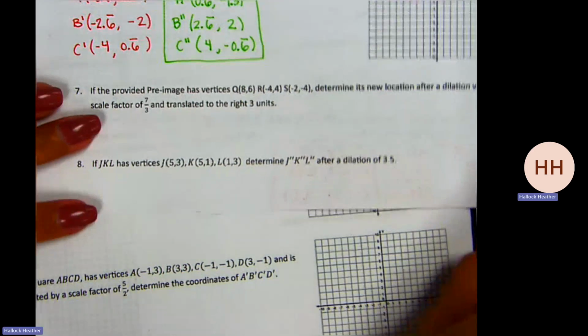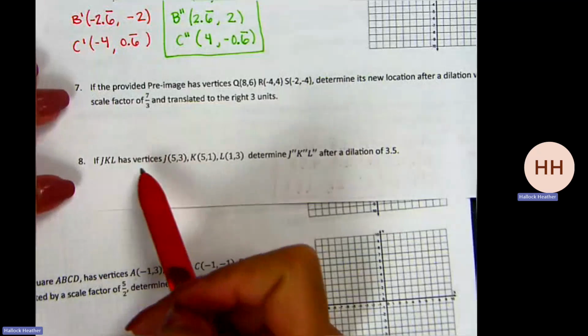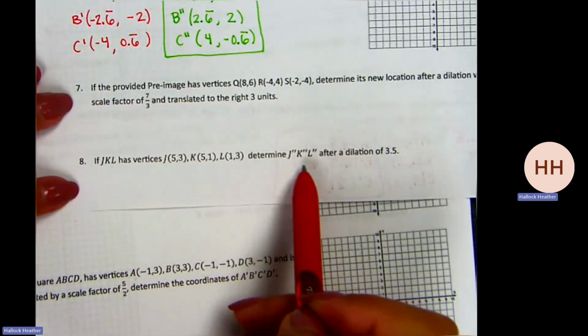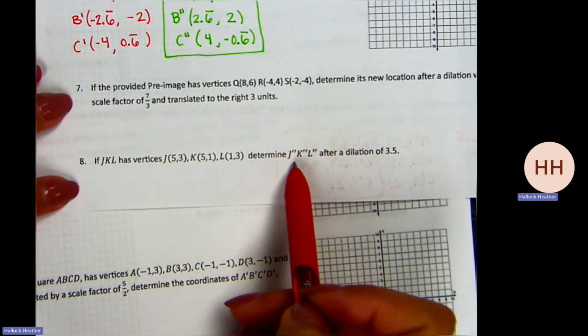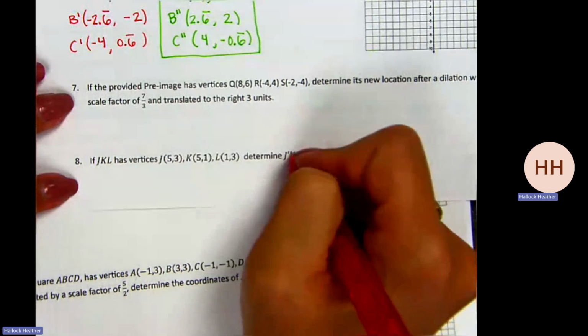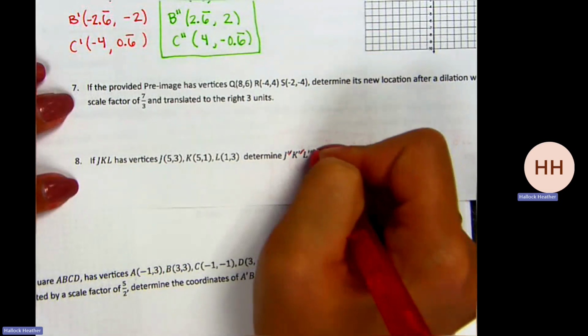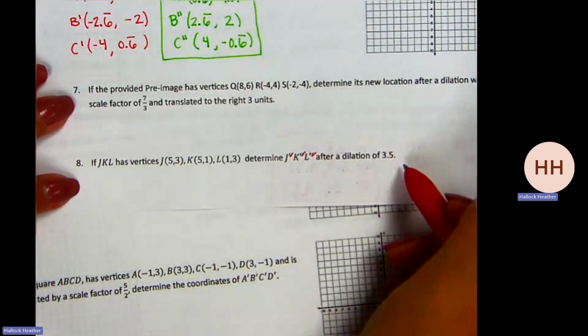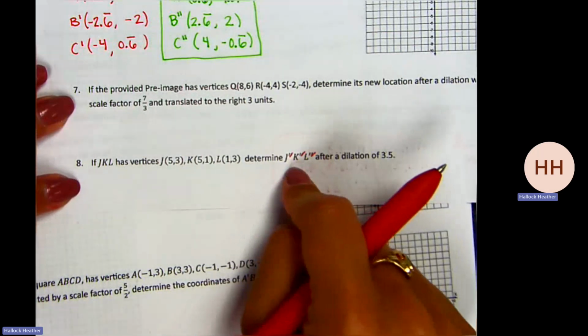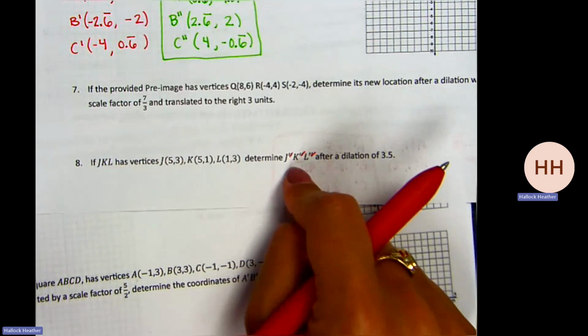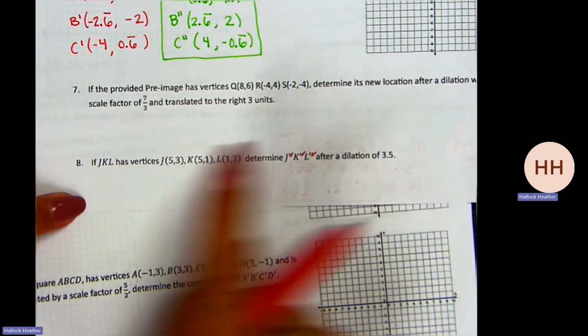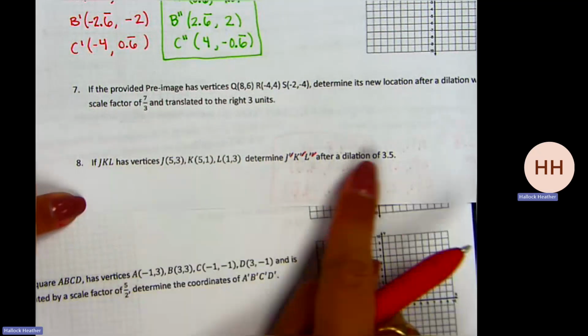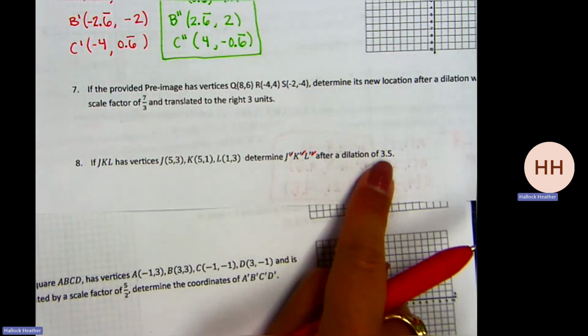Okay, so for number 8, all you're doing, it says if JKL has vertices, and so on, determine J, I don't know why it says double prime, but it should say single prime. Sorry, I made this. There's some errors. After a dilation of 3.5, because remember double prime means there's 2 transformations. This is a single transformation. So all you're doing is multiplying each of these by 3.5. It should be getting bigger because 3.5 is bigger than 1.